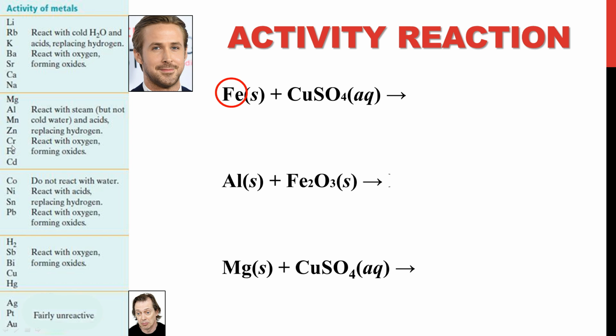Copper, we are going to find way down here. Iron, way better looking than copper. We are going to have a reaction there. It's going to steal the sulfate there. So there, I'm going to have a reaction, and I'm going to form solid copper and iron sulfate.